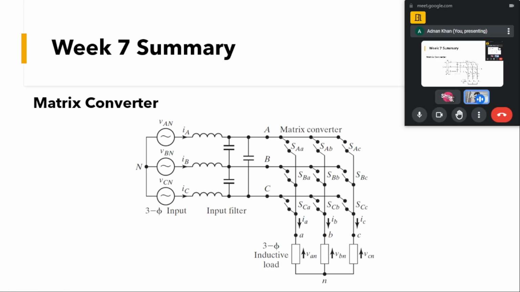That is a lot of switching states, but we can rightly eliminate many of the switching combinations. We don't want to turn on two switches in one leg, because if we turn on this and this, we can short our source. So we have to keep in mind that only one switch in one leg should be turned on at a particular instant.